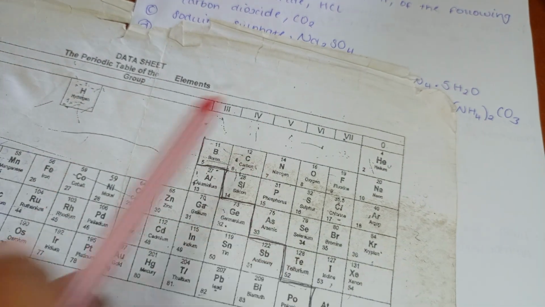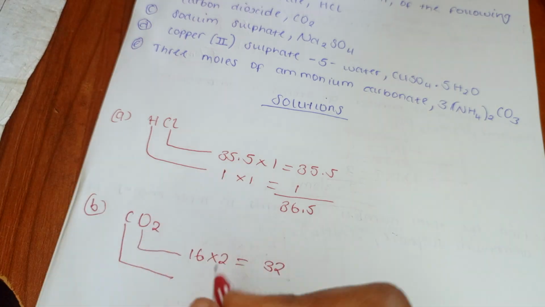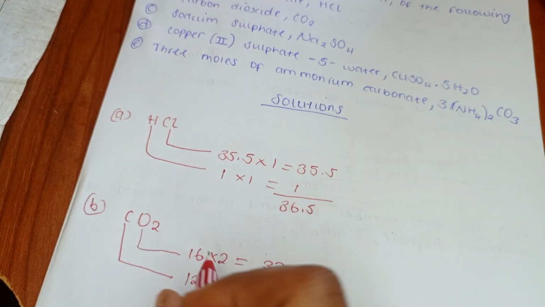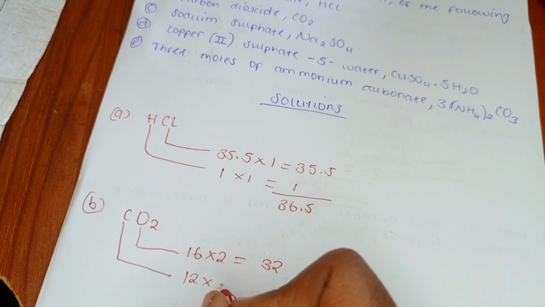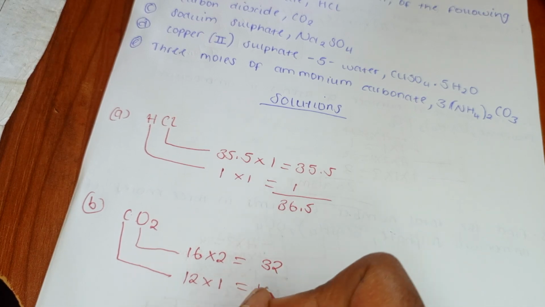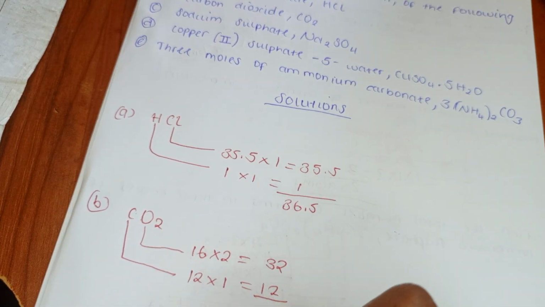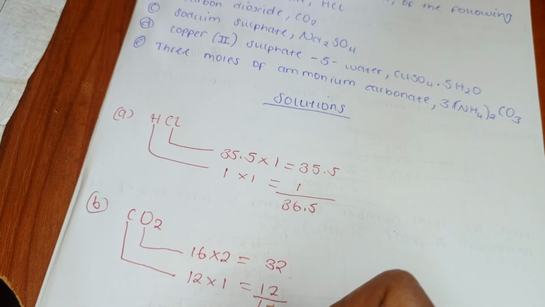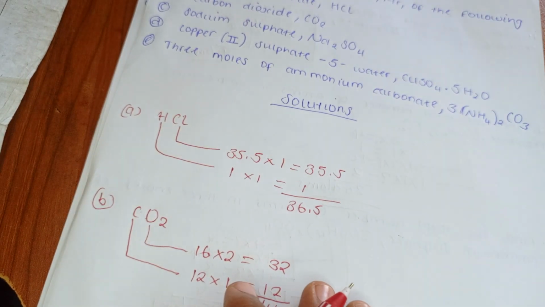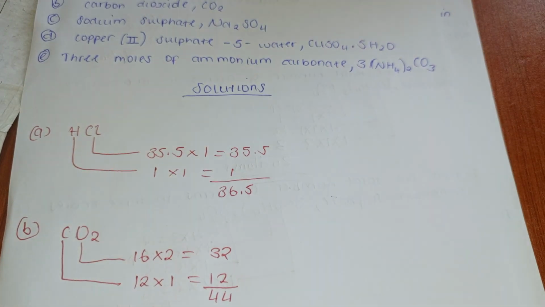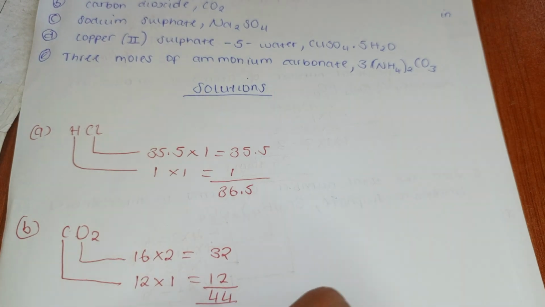Then here, carbon is 12. So we're going to say 12 by, there's only one carbon atom, so we're going to say multiplied by 1 is equal to 12. And 32 plus 12 is 44. So that's the relative molecular mass. So here it is.